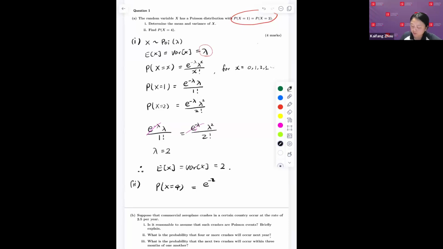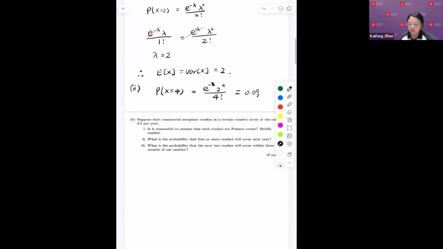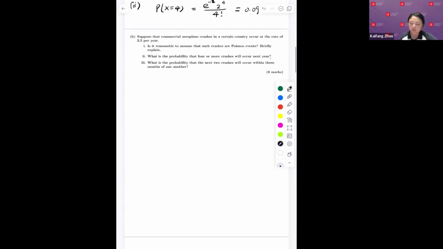So it is equal to e to the power minus 2, 2 to the power of 4 over 4 factorial, and then use your calculator. This is equal to 0.09. Okay, I forgot to mention, do not forget to bring a calculator with you for the exam. You are allowed to use the calculator. All right, now let's look at question B.